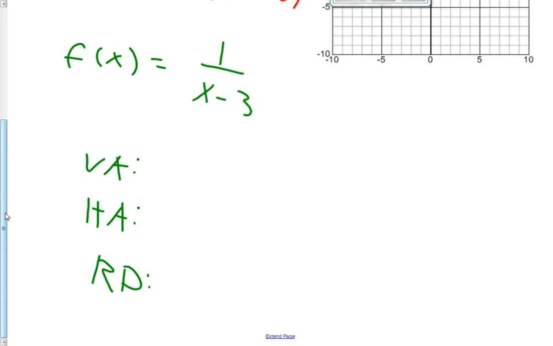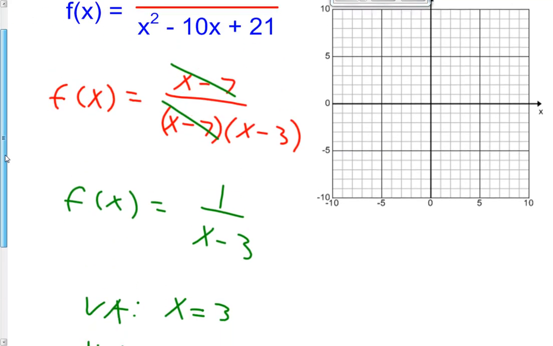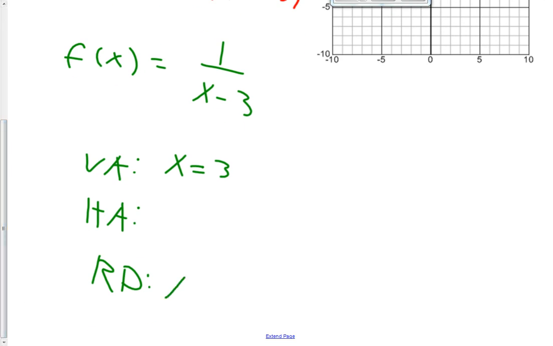Our vertical asymptote is when our denominator equals 0, so that's when x equals 3. Our removable discontinuity, or our hole, is when there are canceled factors, which is the x minus 7. So that means x equals a positive 7. At a positive 7, there's a hole in our graph.